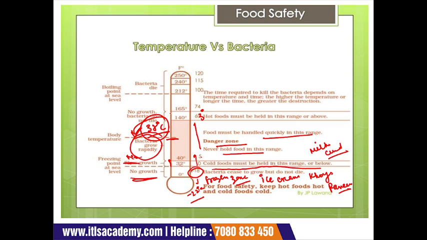Now when we increase the temperature, then bacteria will die. Suppose if we increase the temperature more than 63 degrees Celsius, then due to the high temperature they will be killed. The time required to kill the bacteria depends on the temperature and time. The higher the temperature or the longer the time, the greater the destruction. This is the combination of the temperature and the bacteria.